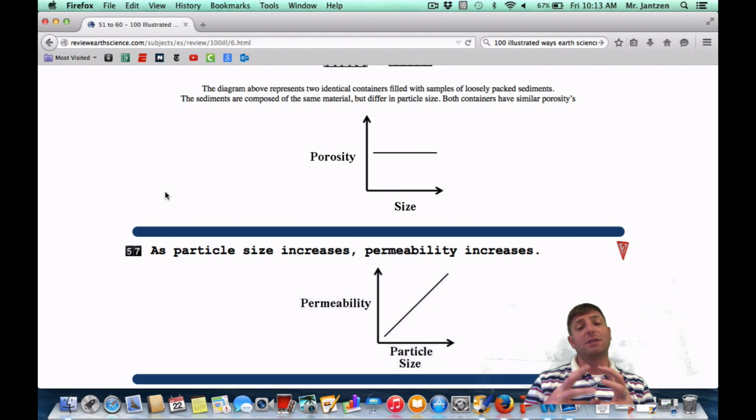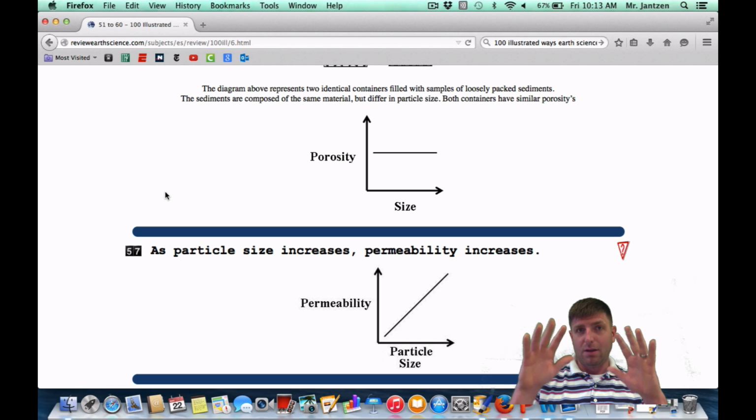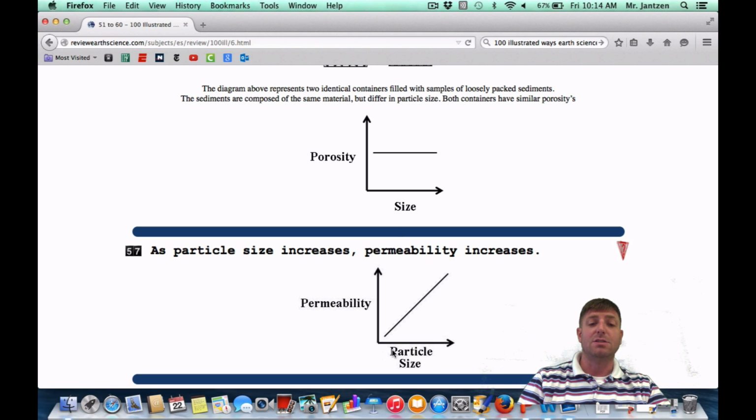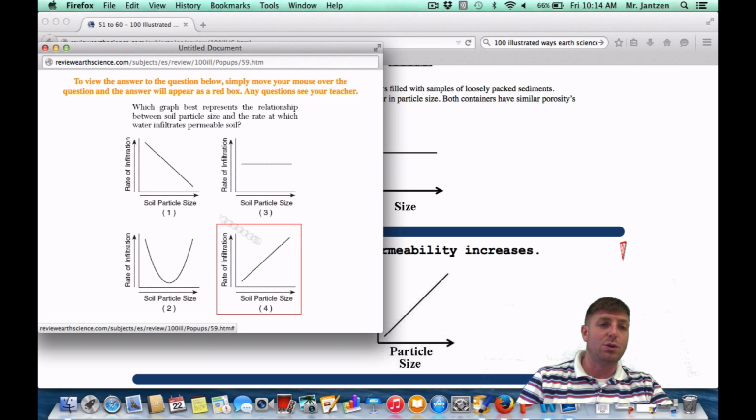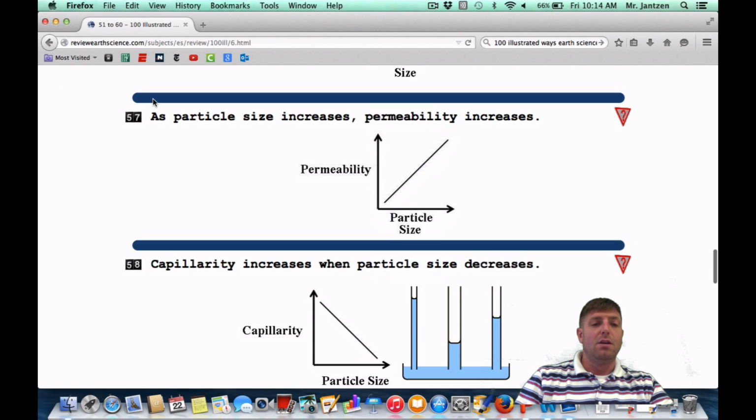Number 57, as particle size increases, permeability increases. So as the particles get bigger, that means they have bigger spaces. If they have bigger spaces, then more water can go through them. Permeability is the ability of water to infiltrate through. So as particle size increases, your permeability is going to increase. Which graph best represents the relationship between particle size and the rate at which water infiltrates permeable soil? A direct relationship. As one increases, the other increases. Or choice 4.